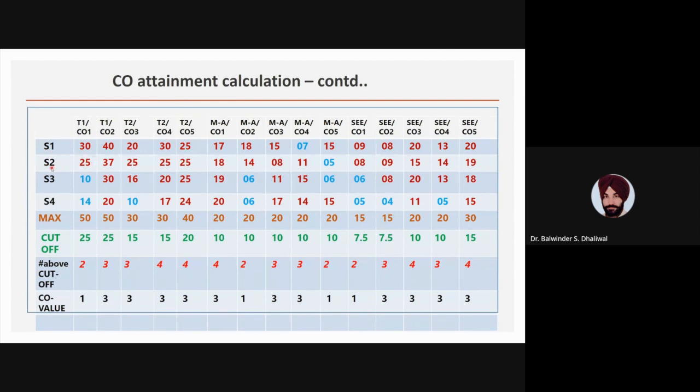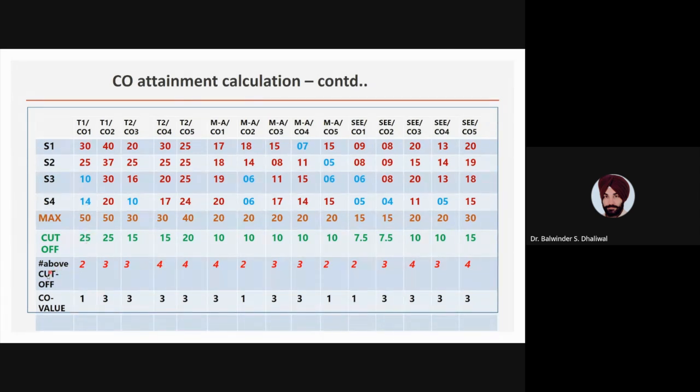So student 1 has scored 30. Student 2 has scored 25. So these we can say are some assumed values. In actual, you can put your own values, right? So S3 is the third student. He scored say 10. Student 4 scored 14. So now cutoff is 25.